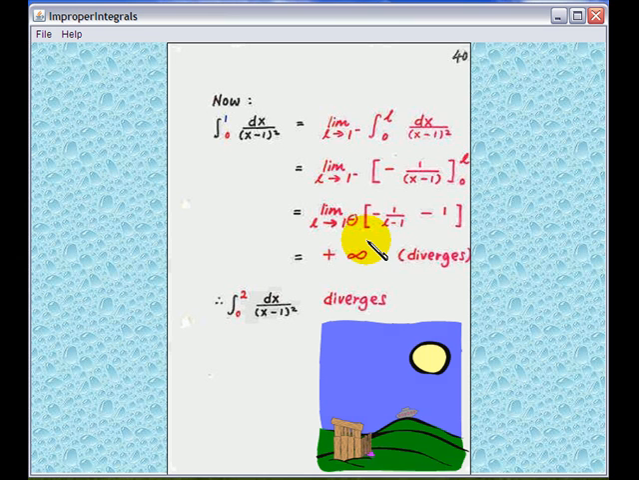Therefore, if any one of the improper integrals on the right side diverges, the integral from 0 to 2 will diverge.